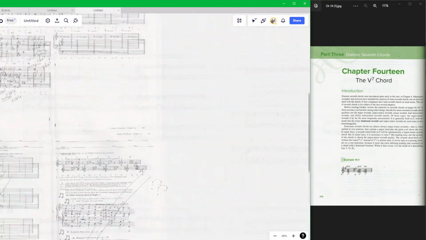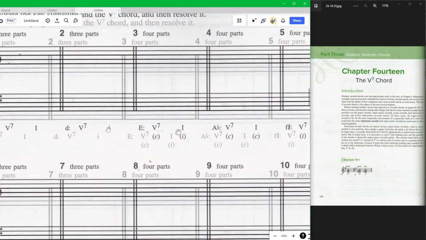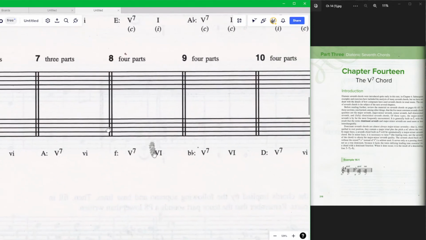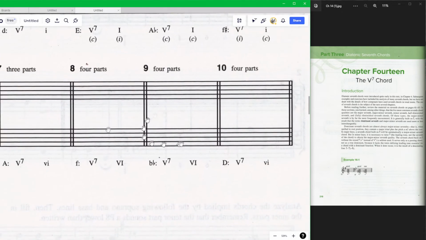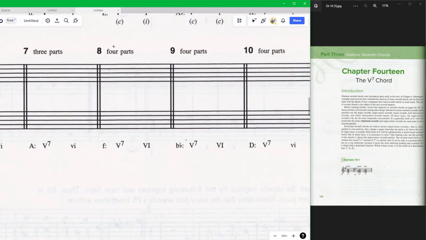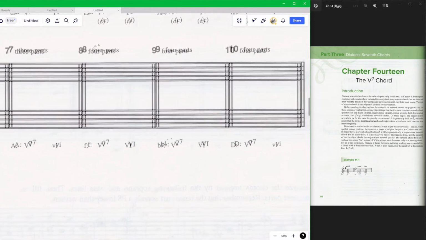Okay, so let's look at the homework here. I'm not going to do these. We've already done enough 5/7 to 1. I'm just going to do the 4-part ones. So these. There is no such thing as complete to incomplete from the 5/7 to the 6th chord. You might have an incomplete 5/7 chord, but for the most part, it's going to be complete. Anyway, let's do this.